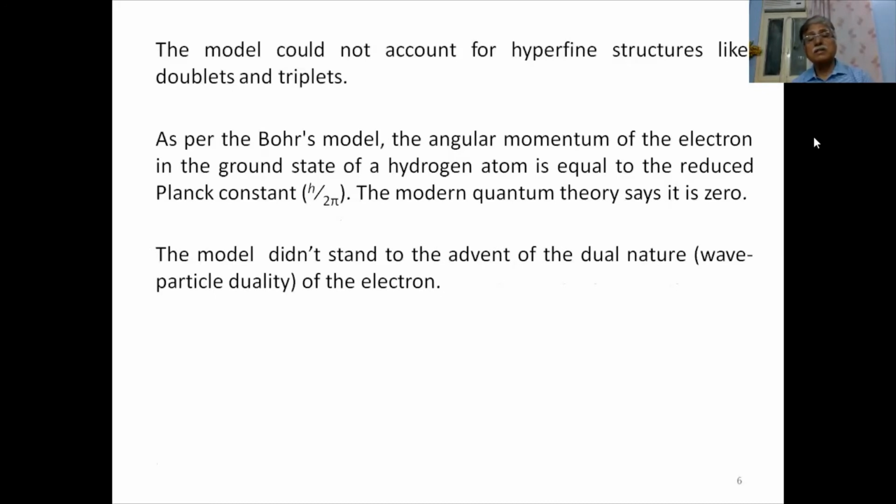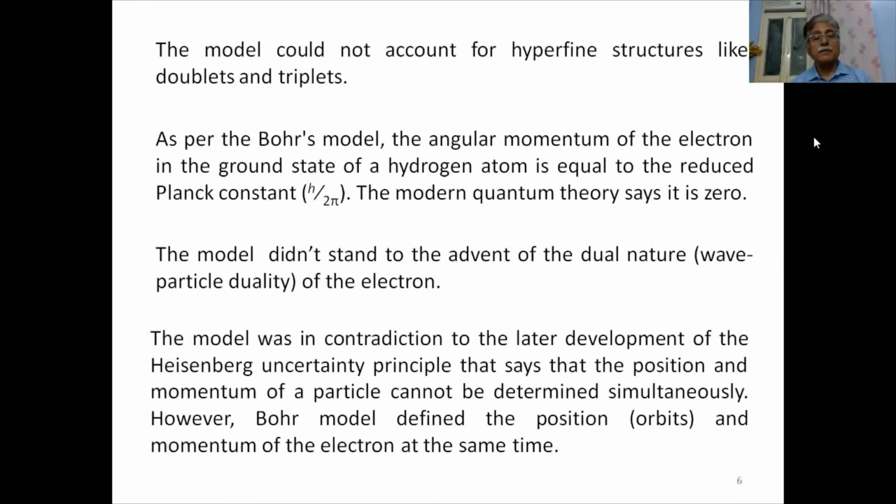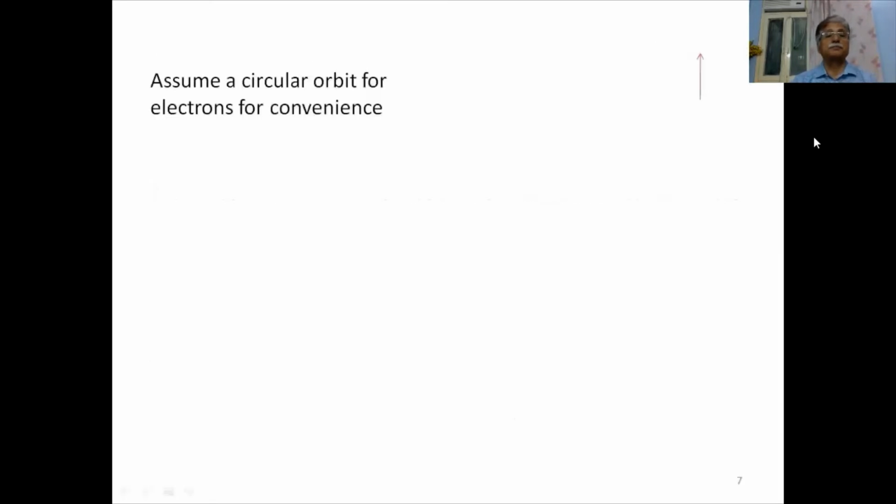This model did not stand up to the advent of the dual nature, that is, wave-particle duality of the electron. And here is one more thing: the famous Heisenberg uncertainty principle. The Bohr model is in contradiction to the Heisenberg uncertainty principle, because the Heisenberg uncertainty principle states that the position and momentum of a particle cannot be determined simultaneously. Whereas the Bohr model defined the position, that is the orbits, and the momentum of the electron in the same orbit. So it was contrary to the later development of the Heisenberg uncertainty principle.